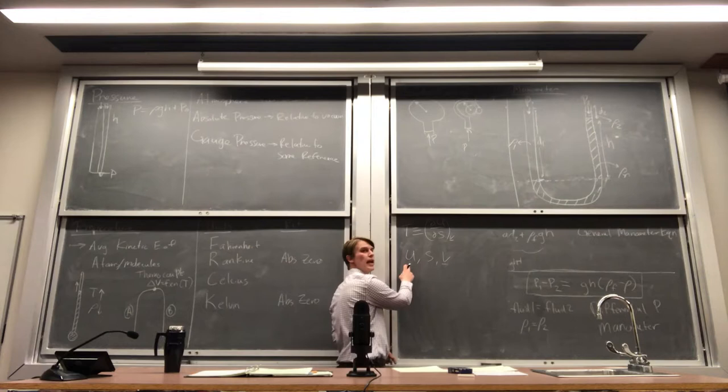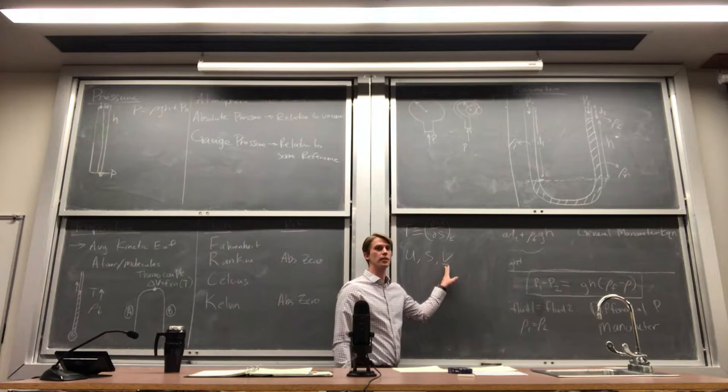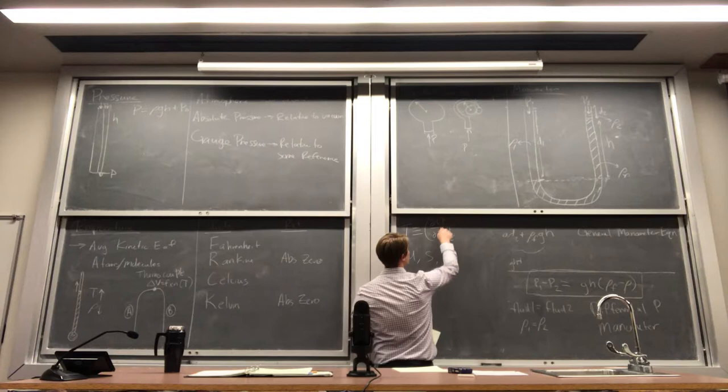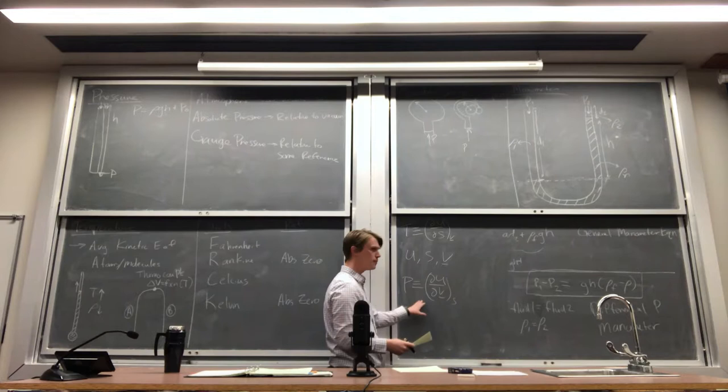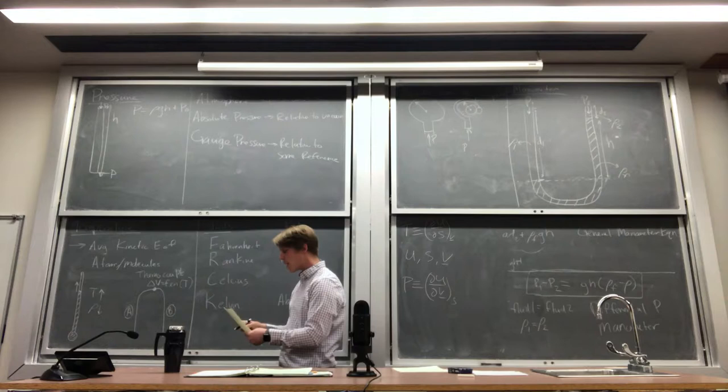So U is the energy, right? S is the entropy, and V is basically the volume of the real space that the universe exists in. Temperature and pressure are not base units, they're derived units, right? So temperature is how the internal energy changes with respect to entropy, and pressure is defined as how the internal energy changes with respect to the volume at constant entropy. But that's not relevant in this class, per se. Okay. So back to our temperature units.